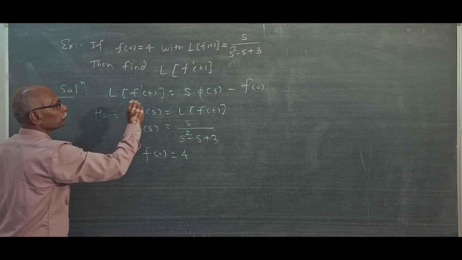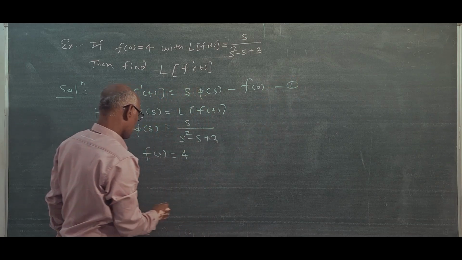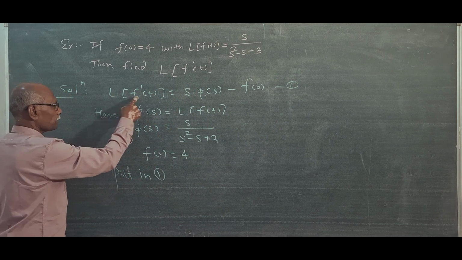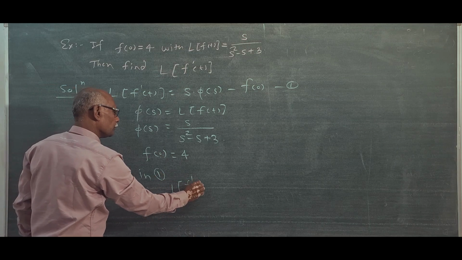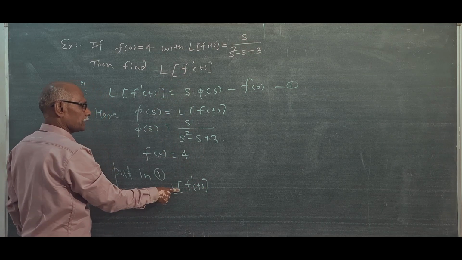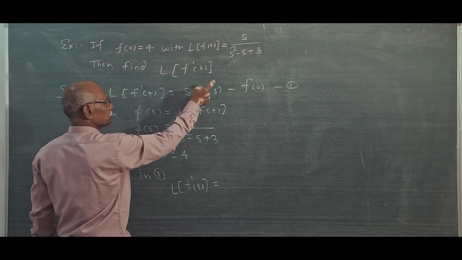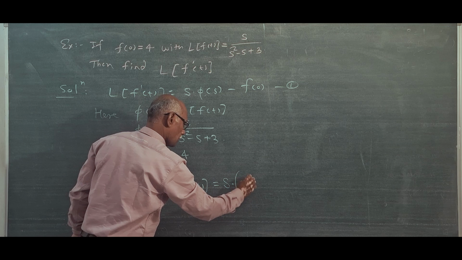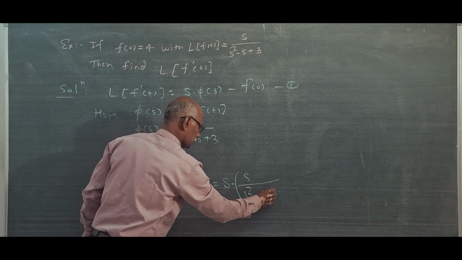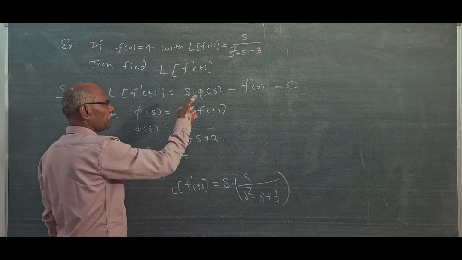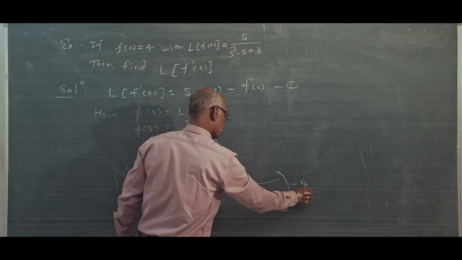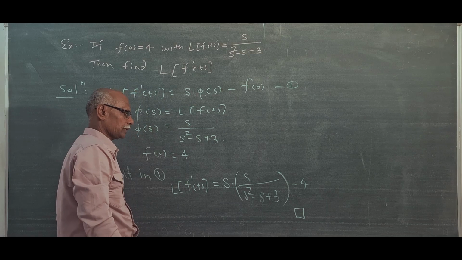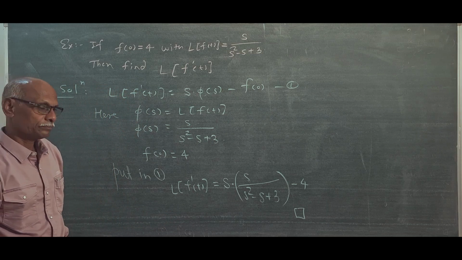So number this property as 1, and mechanically we can put these values in 1. So Laplace of the derivative f dash, f we don't know, we are asked that. Therefore keep it as it is and follow this property. s times phi s, which is 1 upon s divided by s square minus s plus 3, bracket complete, and then minus f of 0, that is minus 4. s into s becomes s square. It's not necessary to write this also. Direct answer. That's all. Thank you.